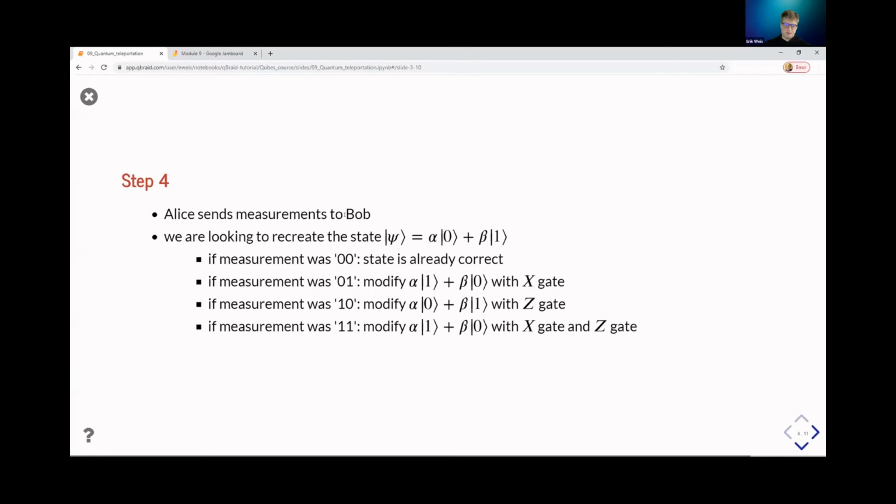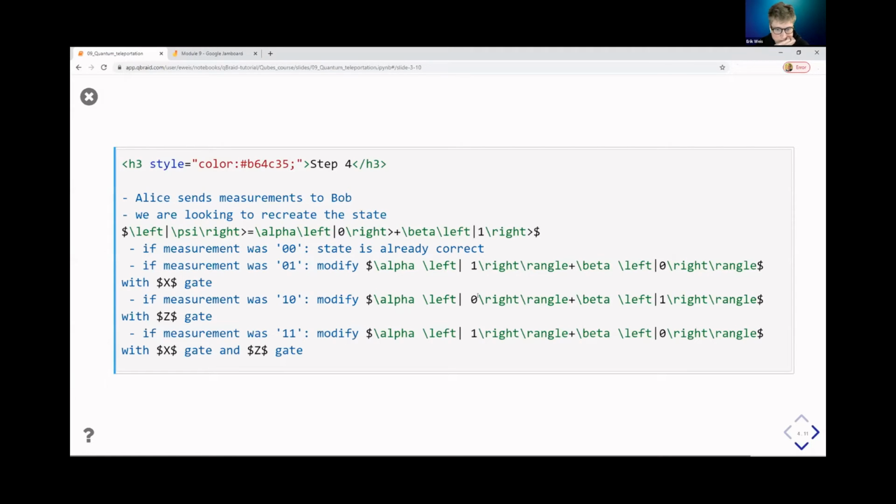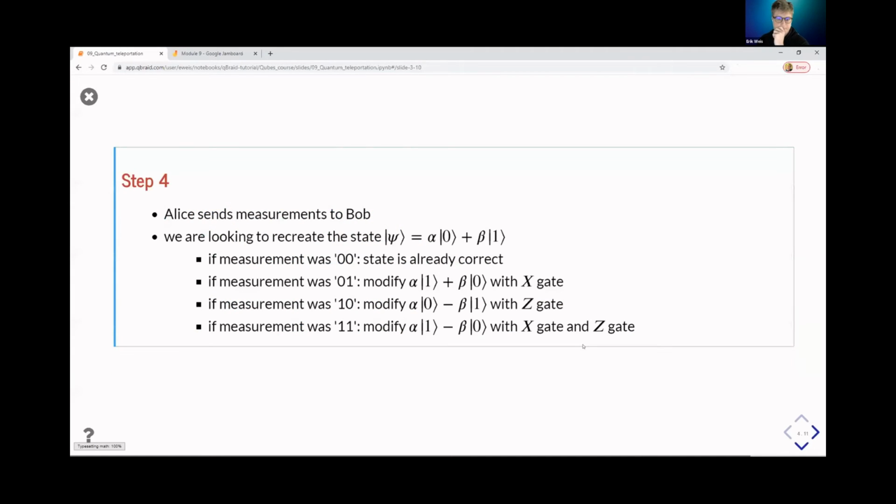Alice is going to send, in step 4, the results of her measurements to Bob. Let's just say Alice measured 1, 0. She's going to send those measurements, and Bob's going to be like, okay, if Alice sends me the measurement 1, 0, I know that I currently have the state alpha 0 minus beta 1.